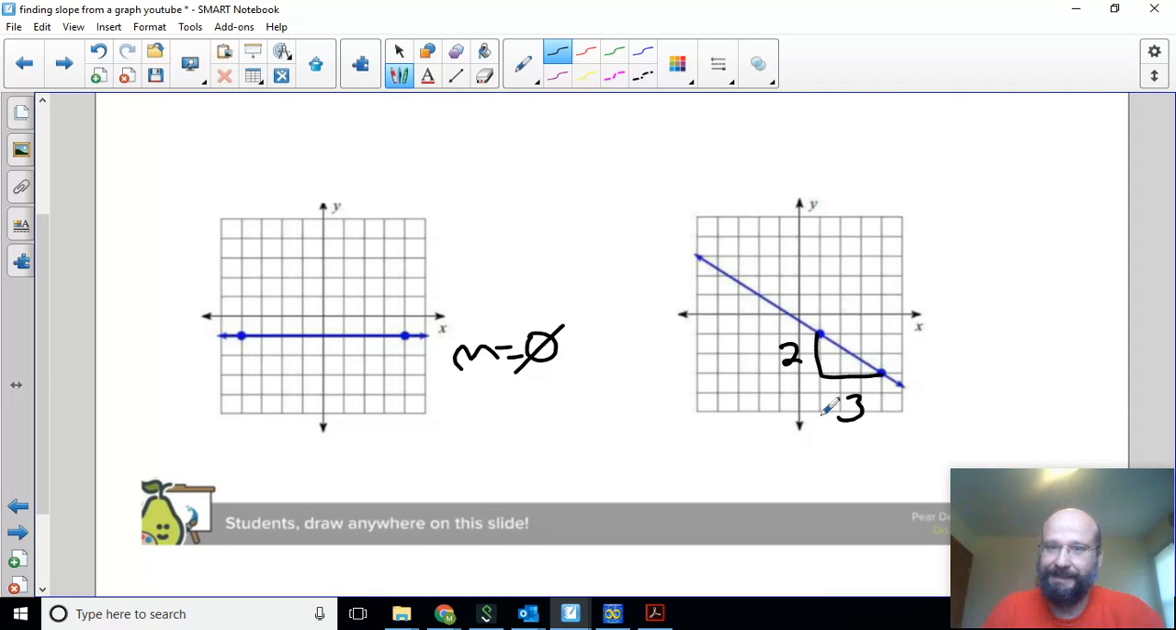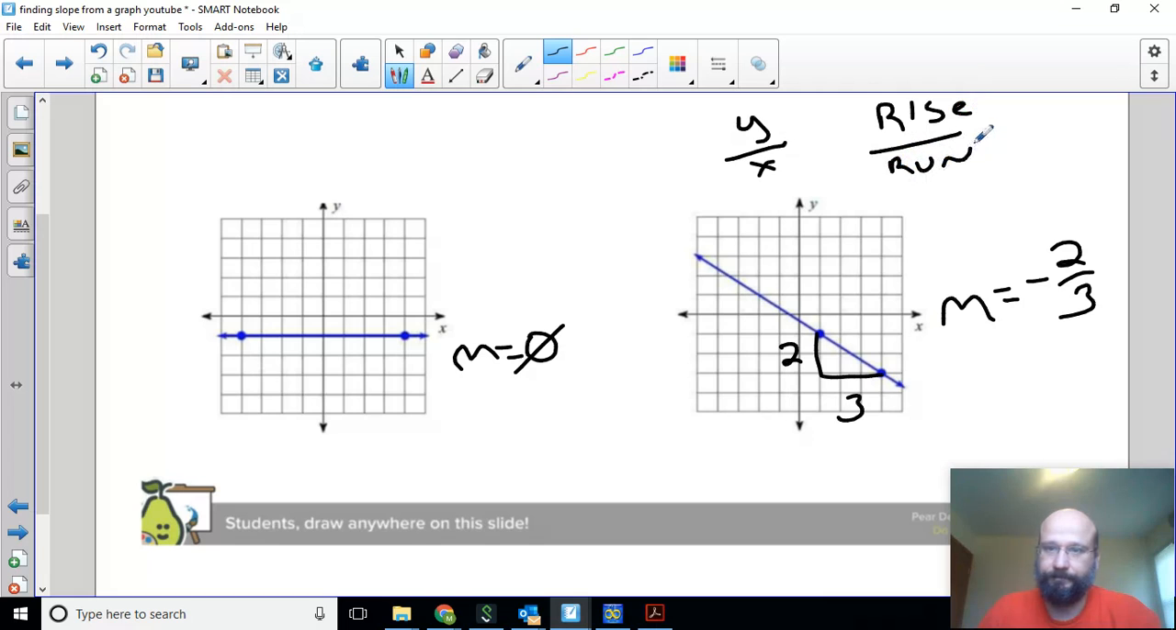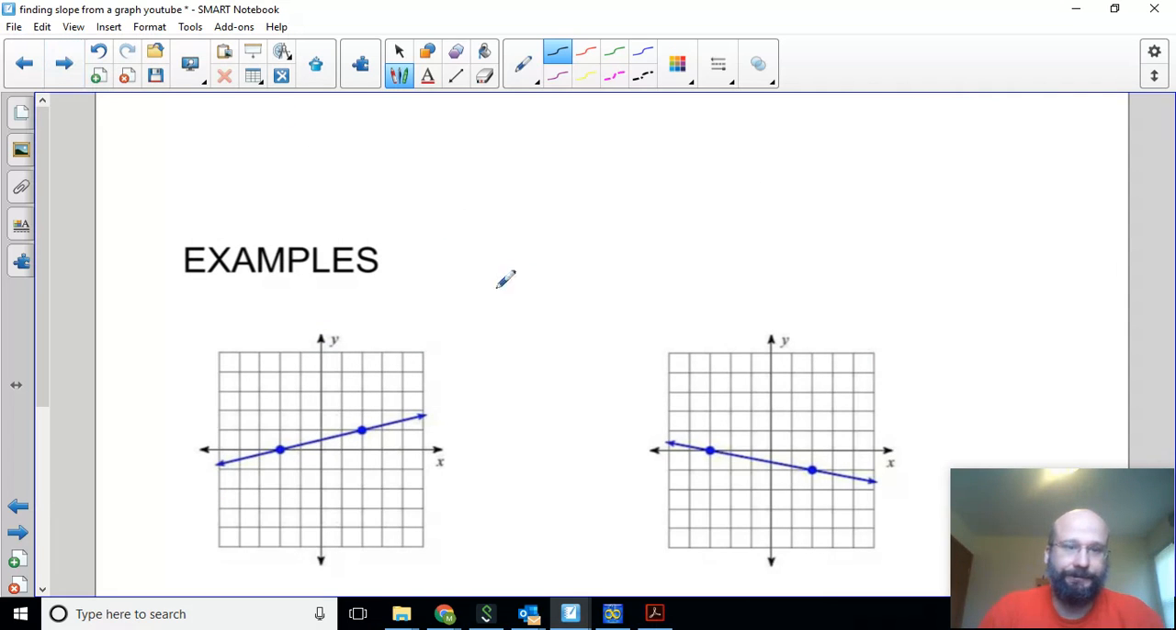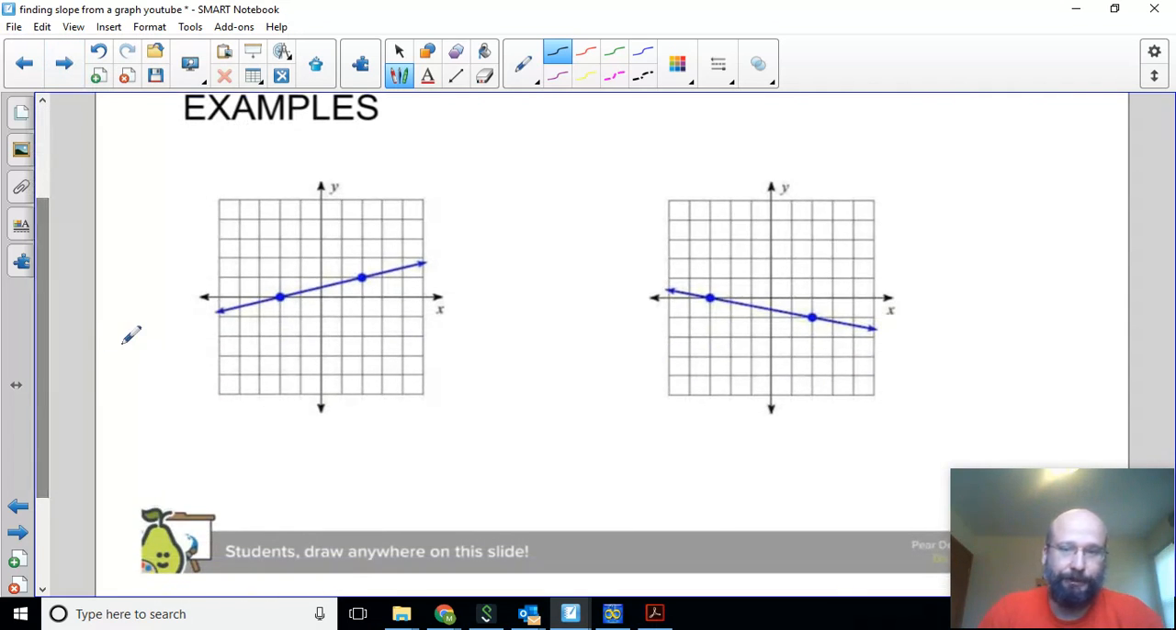Are you making the mistake of not going straight down and straight left and right to connect these? So your slope is ending up being wrong. So this slope is negative 2 over 3. Remember, it's your y over your x. The change in this y value, up and down, over top of the change in the x value, left and right. It's rise over run. And now, let's do a couple more where I'm giving you the points.